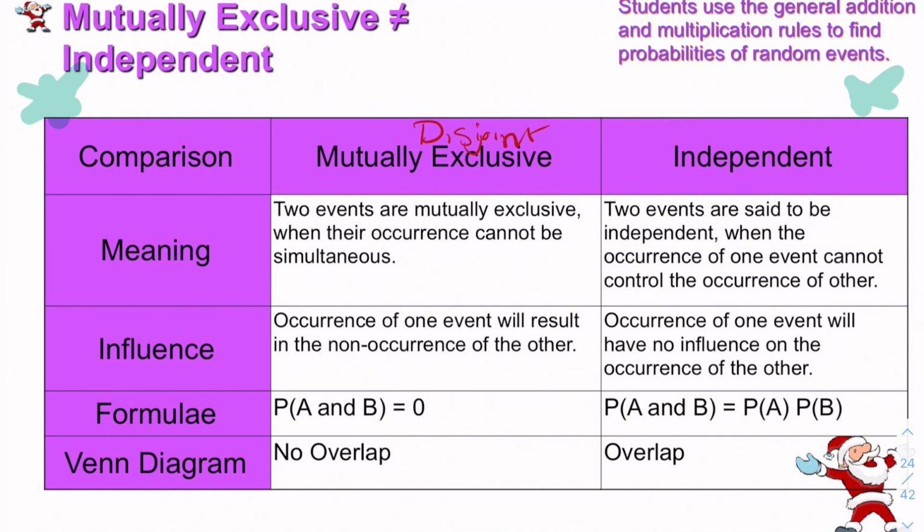Our formula to show two things are mutually exclusive is that the intersection, or probability of A and B happening, is 0. Our formula for independence is that the probability of A and B is the probability of A times the probability of B. If they're independent, we just multiply the probabilities. With a Venn diagram, we show no overlap for mutually exclusive events. In independent events, by definition, we need that overlap.